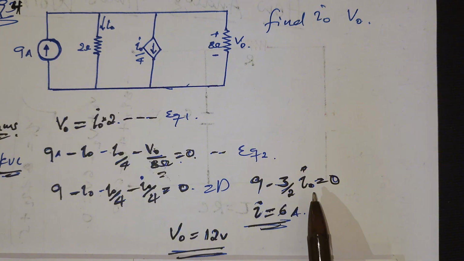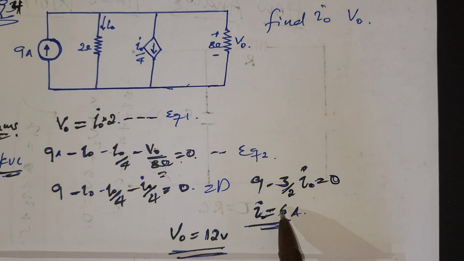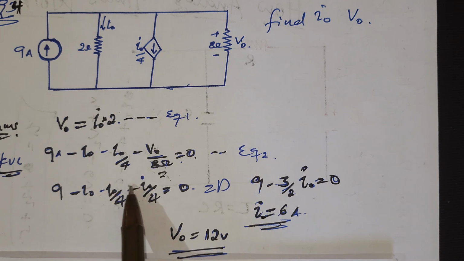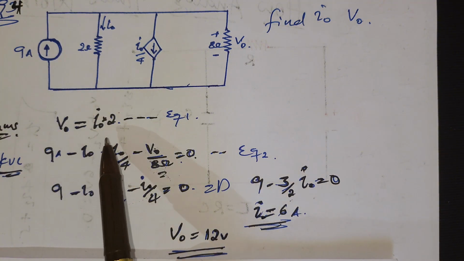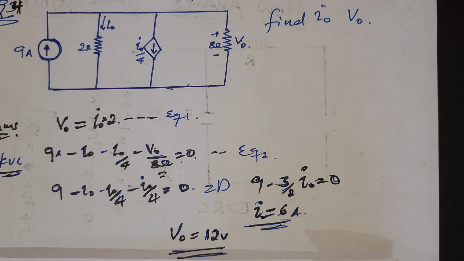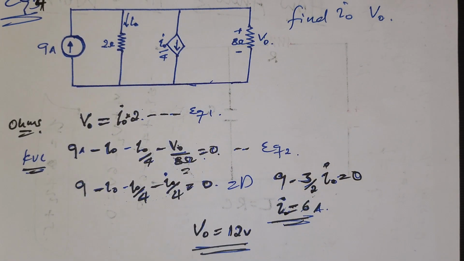So rearranging these terms, I naught will be 6. Combining these, minus 3 over 2, I naught is 6 ampere. So V naught is I naught times 2, so 6 times 2, which is 12 volt.